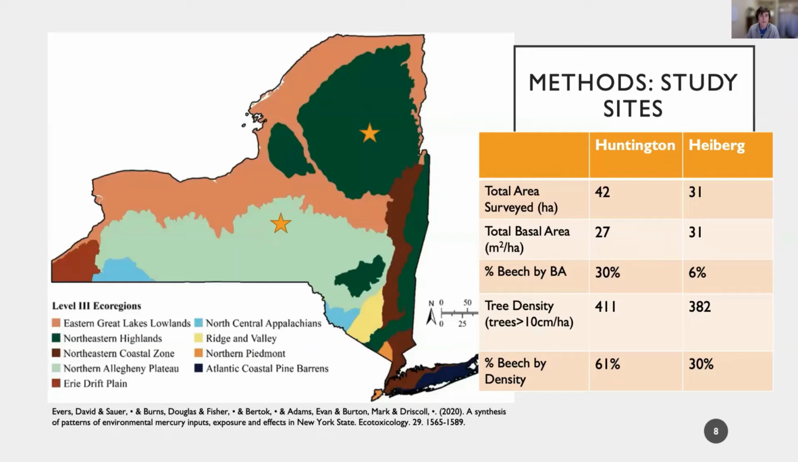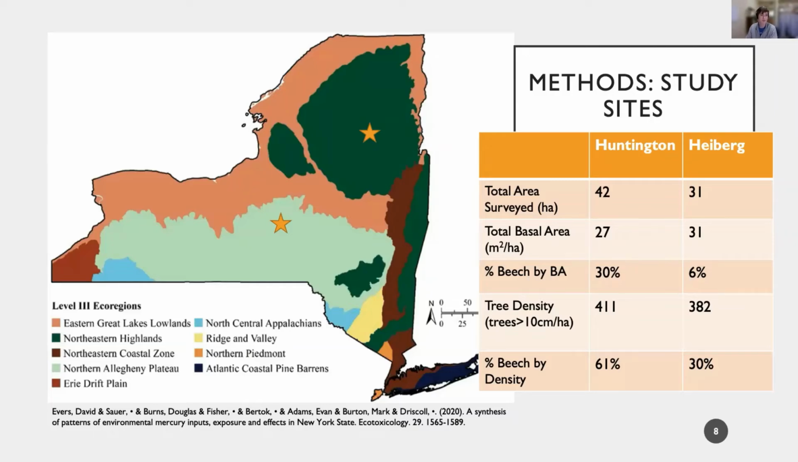We have 30 to 40 hectares. They're similar in total basal area, 27 to 31. But the northernmost site, Huntington Forest there, has a much greater proportion of beech. So it's 30% beech by basal area and 61% beech by density. So that's showing us that we have this highly dense understory of beech, likely that's creating that 30% basal area and 61% density.